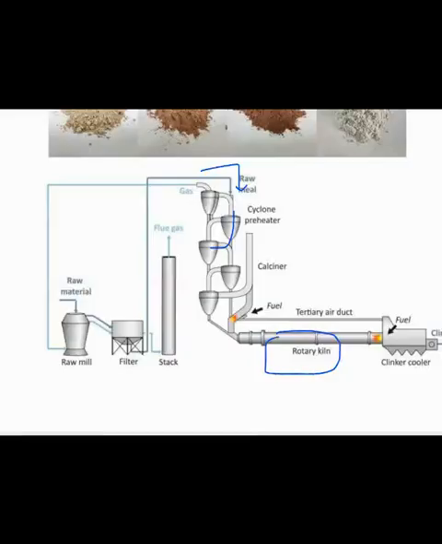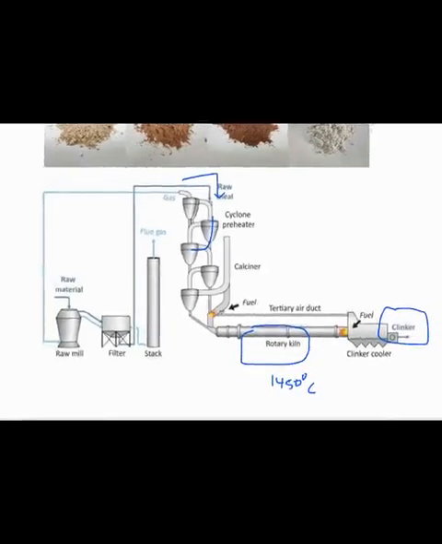Inside the kiln, the temperature becomes very high, around 1450 Celsius. In this stage, chemical reactions happen and the material becomes hard nodules called clinker. Clinker is the main semi-finished product of cement. So the preheater tower plus rotary kiln produces the clinker, at a temperature of 1450 Celsius.